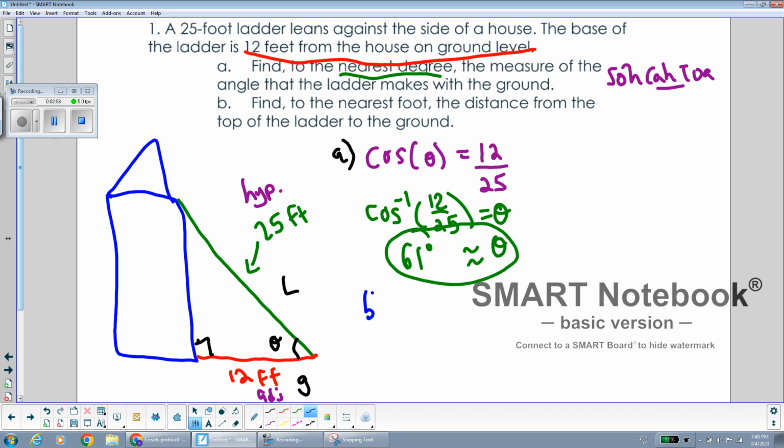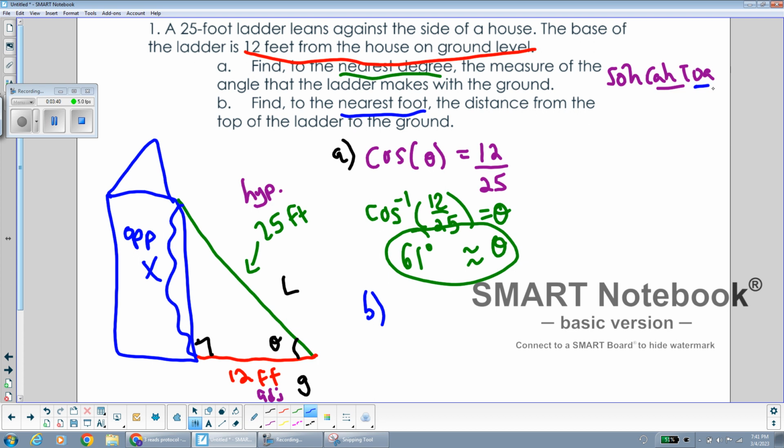Now I'm going to move on to part B. In part B, it's asking us to find, to the nearest foot, so that means the nearest whole number, the distance from the top of the ladder to the ground. So we're looking for a side of our right triangle. From our focus angle, this side would be opposite. So we are looking for a trig ratio that uses opposite and adjacent or opposite and hypotenuse. Either one would work. I'll use opposite and adjacent.